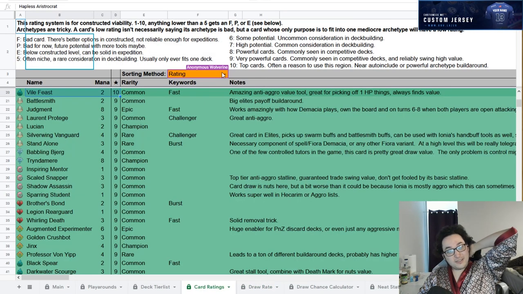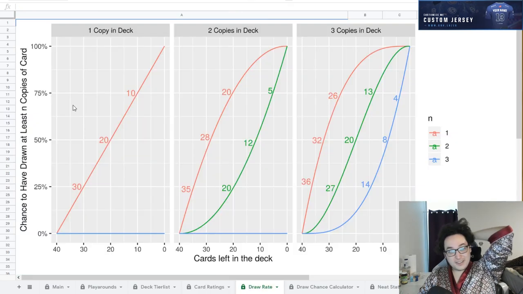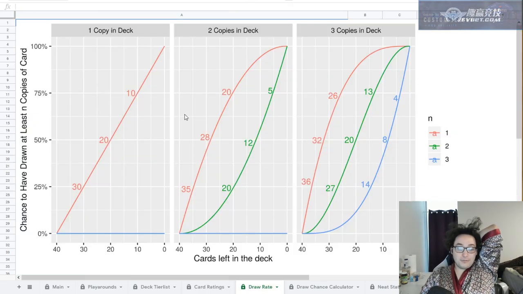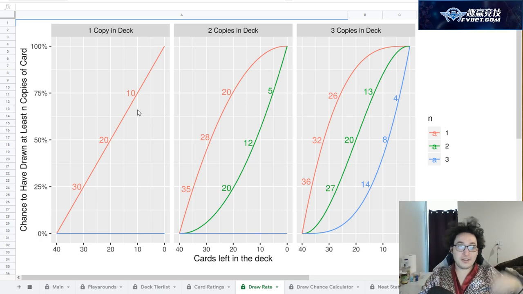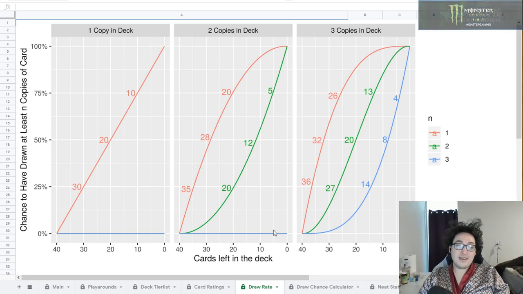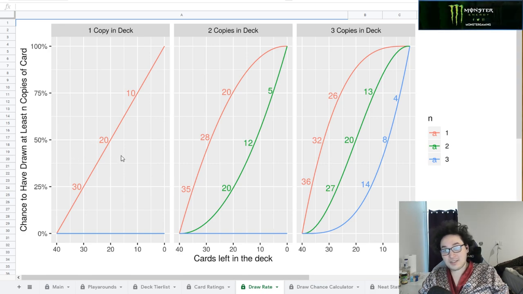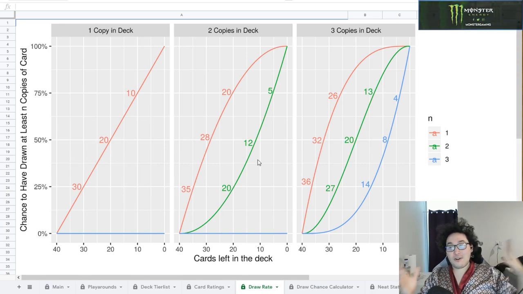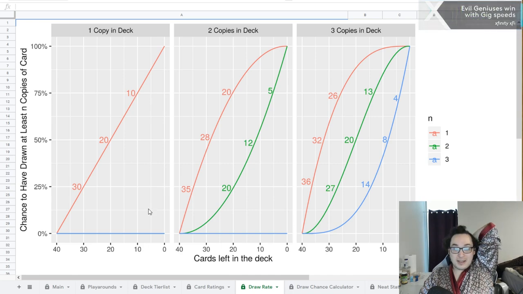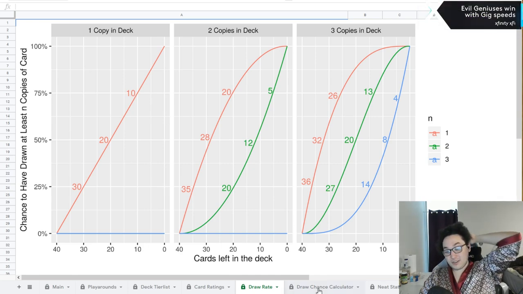Okay. Oh, and you can also sort by different metrics, but you can see that. This is a chart that Yusu put up. It's basically just showing your draw rate for each copy in deck. Pretty straightforward. So if you have three copies of the card in your deck, what are your odds of getting one by how many times you've drawn from your deck, right?